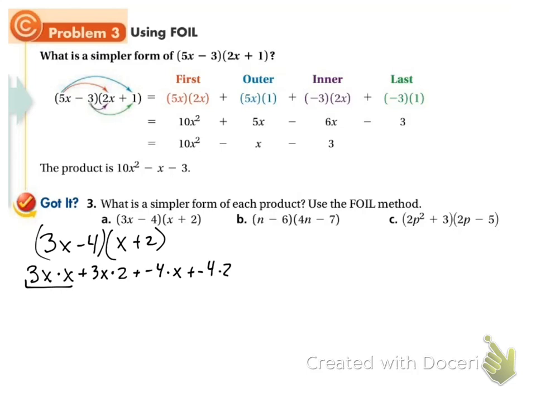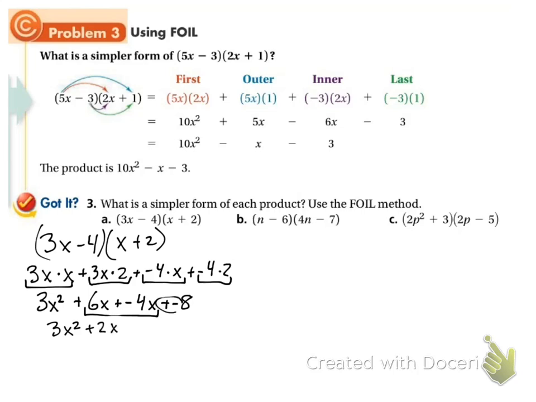So I'm going to go through and simplify each of these terms here. 3x times x, that's 3x squared. Plus 3x times 2, that's 6x. Plus negative 4 times x, that's negative 4x. Plus negative 4 times 2, that's a negative 8. I can combine my middle two terms: 3x squared, and then 6x minus 4x, or plus a negative 4x, that's going to be a positive 2x. And at the end, I'm going to change that plus a negative into just a minus sign, so minus 8.